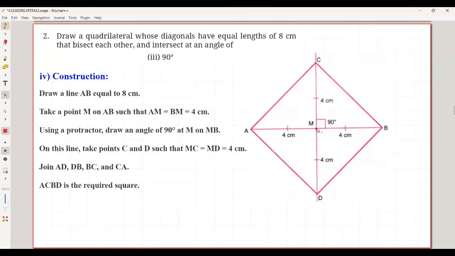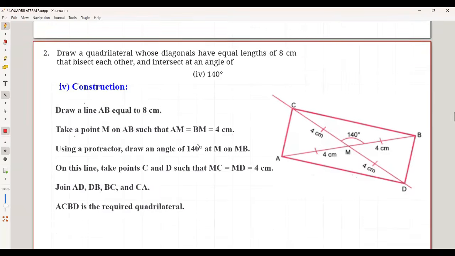From this, you have to take 4 centimeters and draw an arc, on both sides, for 4 centimeters. Now join the points AC, BD. So it's our required quadrilateral. Diagonals are perpendicular and bisect each other, so it's called a square. Okay, ABCD is a square.